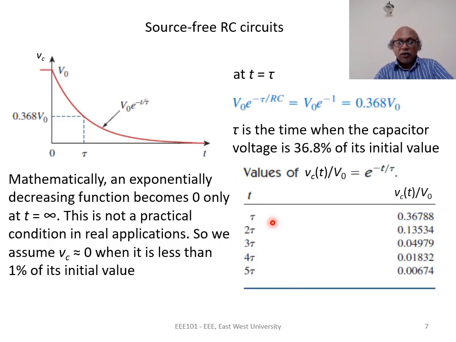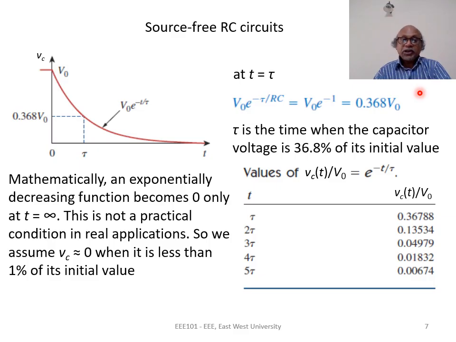At t equal to tau, this is 36.7%. At t equal to 2 tau, this is 13.5%. At t equal to 3 tau, this is 4.9%. All these values are greater than 1%. But at t equal to 5 tau, this is 0.6%. So we can say that the capacitor voltage becomes less than 1% of its initial value after 5 tau time.